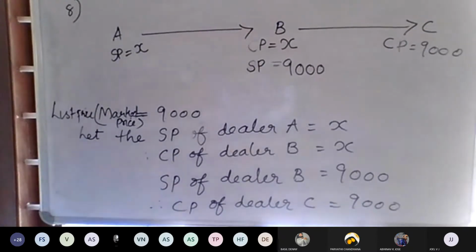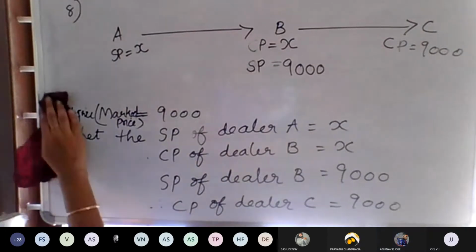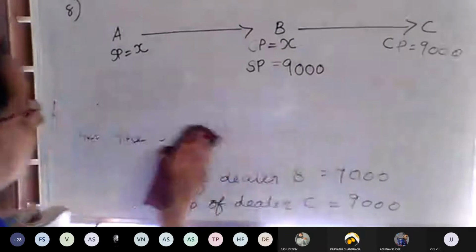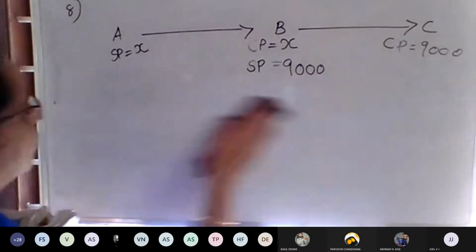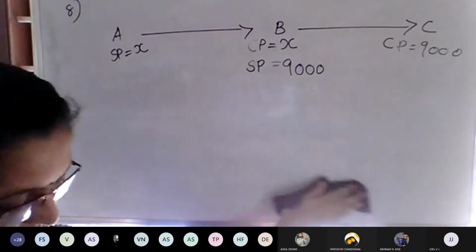So CP of dealer C is equal to 9,000. Then next, what do we want to do? Completed? Yes, ma'am. Okay, then next, GST we want to do. So GST we can write.